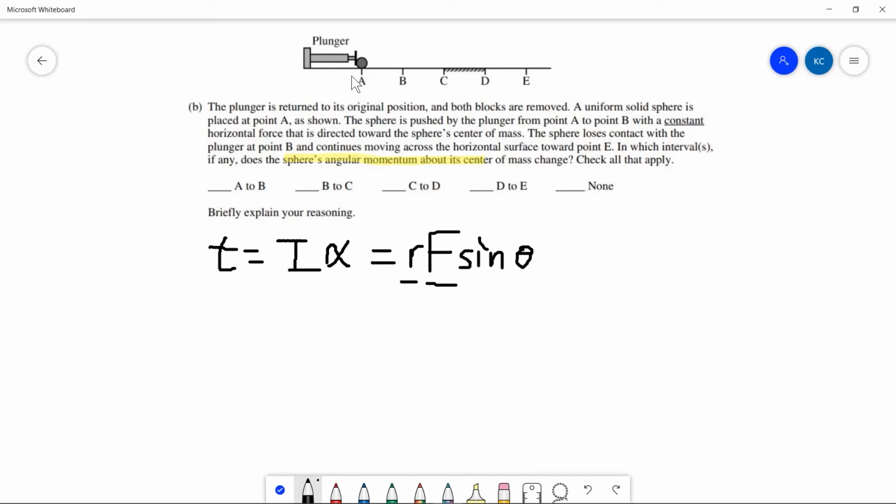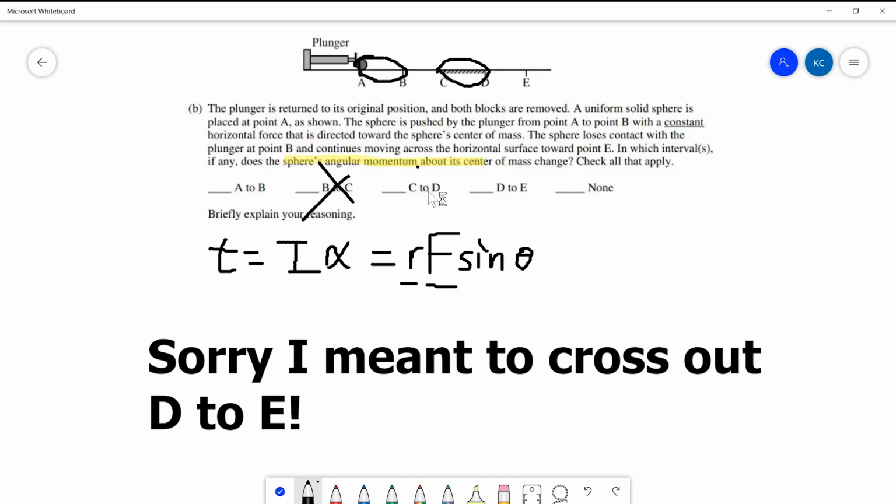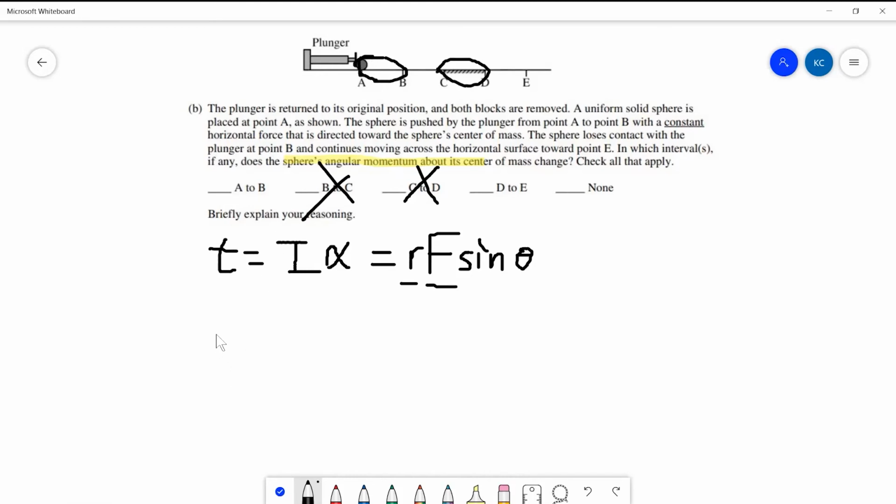So we have to look whenever there's a force, first of all. And if you remember from earlier in A, the only points of a force is from A to B due to the plunger, or from C to D due to friction. So we can cross out B to C and C to D. So let's look at A to B first.